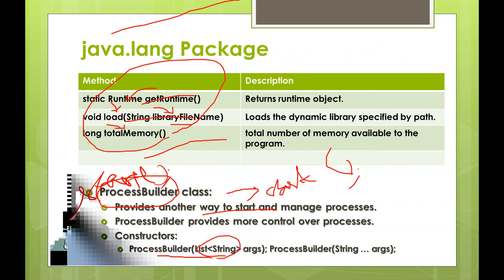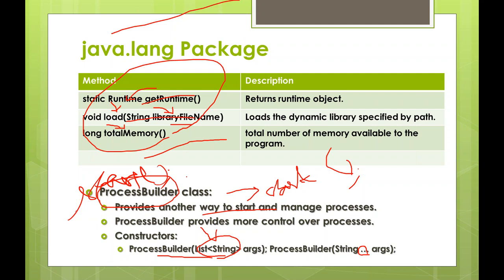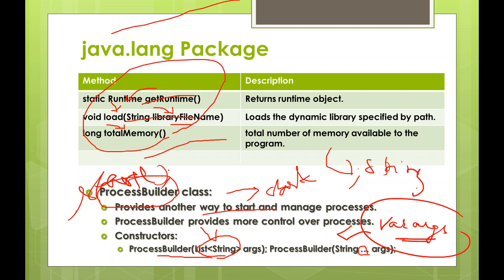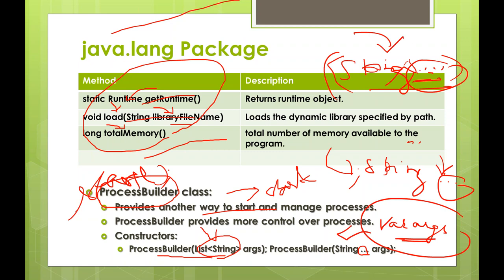You can pass whatever arguments you want to pass, environment variables, or a String... which is your variable argument. Till now we haven't discussed this. The variable arguments are defined with three dots, 1, 2, 3. There are some rules for using this variable argument. This is your data type, and this is your three dots. It means you can pass any number of strings to this particular method or constructor. So it will take variable arguments. We will discuss variable arguments in our next class.